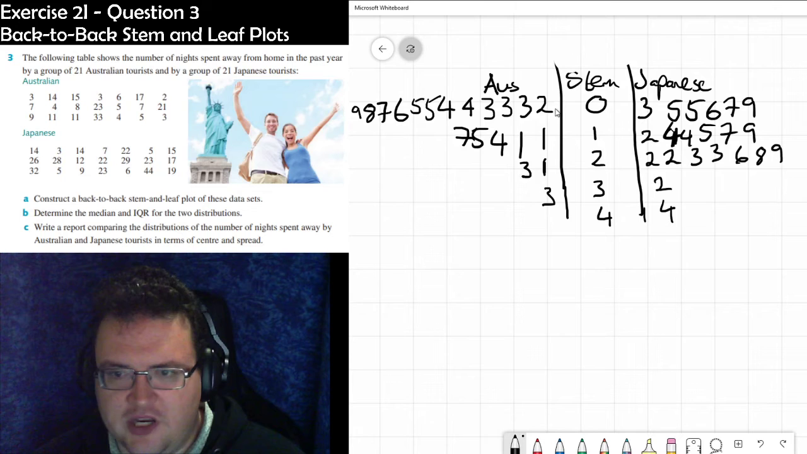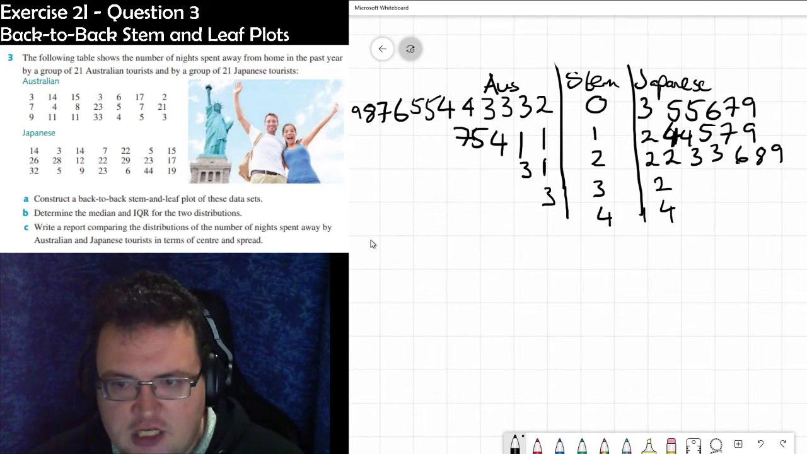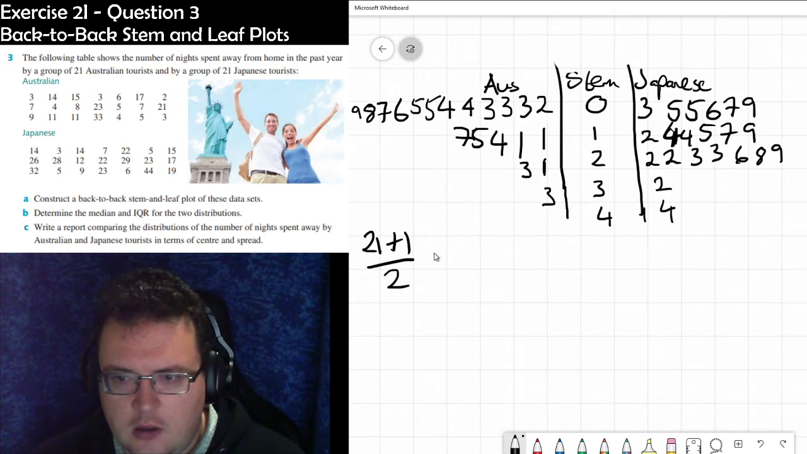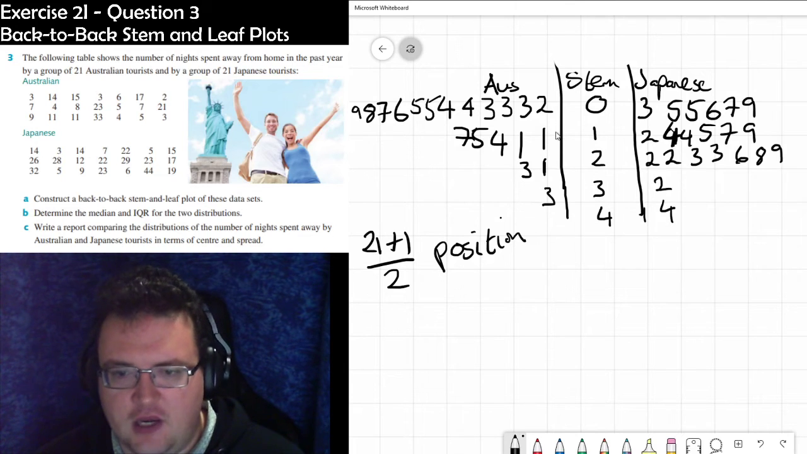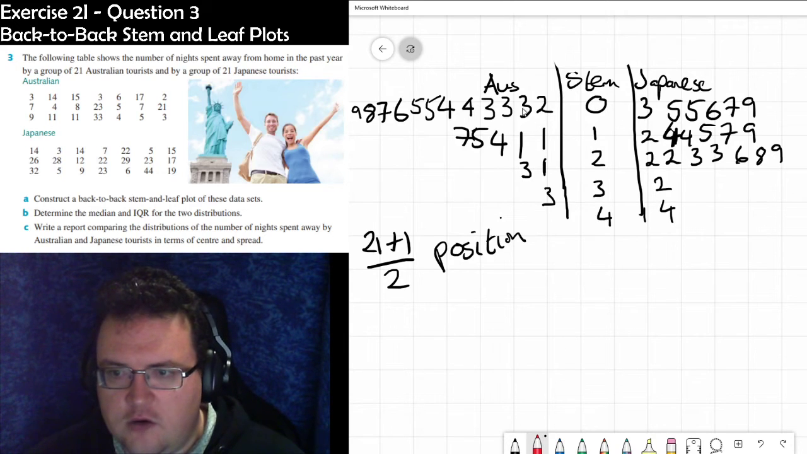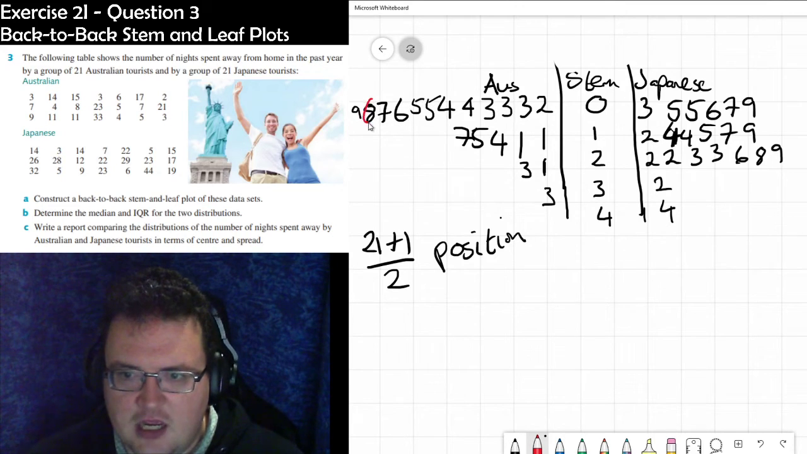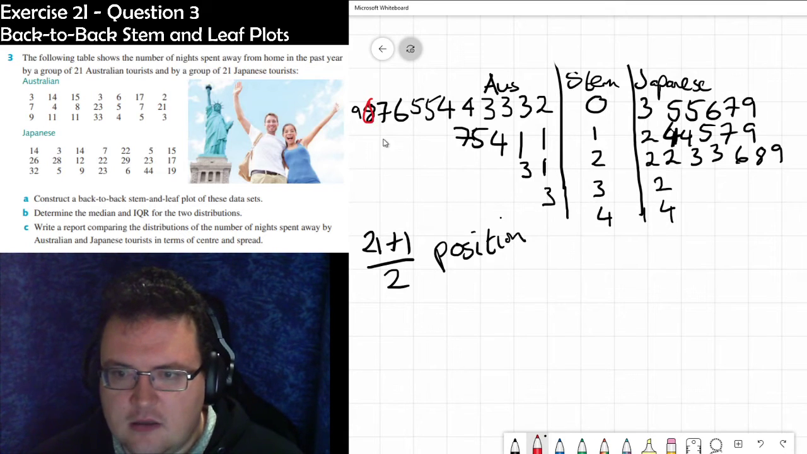All right, so what we've got here are 21 numbers on either side, which means that if I want to find the median, I need to find the (21 plus 1) over 2 position. So in this case, it's going to be 22 over 2, which is 11. So I need to find the 11th number. So, starting with my red pen, 1, 2, 3, 4, 5, 6, 7, 8, 9, 10, 11. So my median is going to be 8.